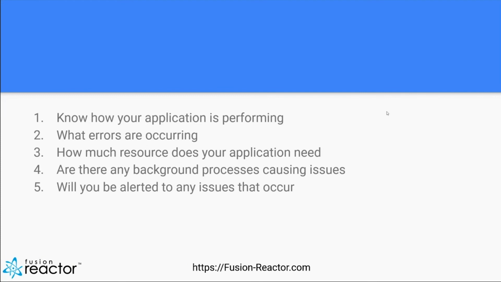The top 5 things I recommend: you would want to know how your application is performing, know what errors are occurring in the application and if they need to be fixed, know how much resource your application actually needs. Do you have too much? Do you have too little? Things like this. Are there any background processes causing issues? And if there are any of the issues above, will you be alerted if that's the case?